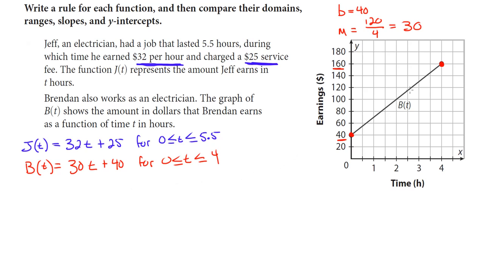We can easily identify the range for Brendan from the graph, so let's go ahead and find the range for Jeff first. We know his low value is going to be $25 because that's his y-intercept. But what's his high value? So we need to figure out how much did he make in 5.5 hours. So we're going to substitute. We're going to say J of 5.5 equals 32 times 5.5 plus 25.